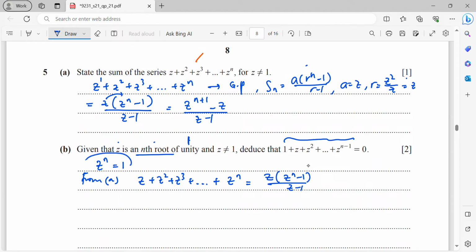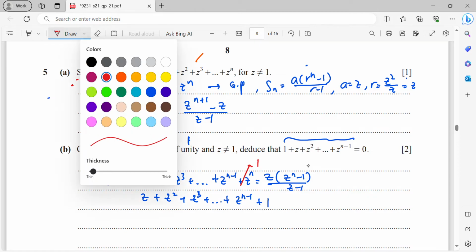Okay, and now it's mentioned that z to the power n is 1, so I will replace this by 1. Right. So now, before this, I will have to write z plus z squared plus z cubed plus until the term before z^n, which is z^(n-1), then plus 1. Okay, so here I better write one more term, so plus z^(n-1) plus z equals to this. This is n, and then this is 1, from the nth root of unity.